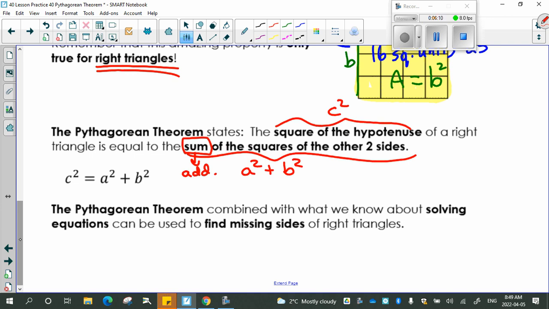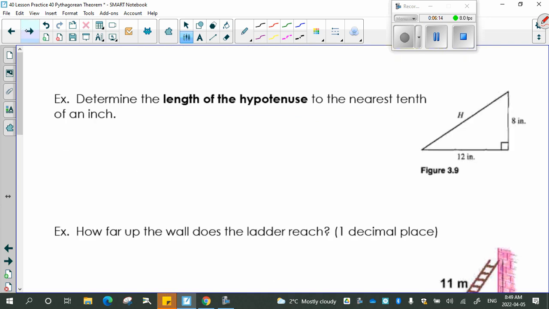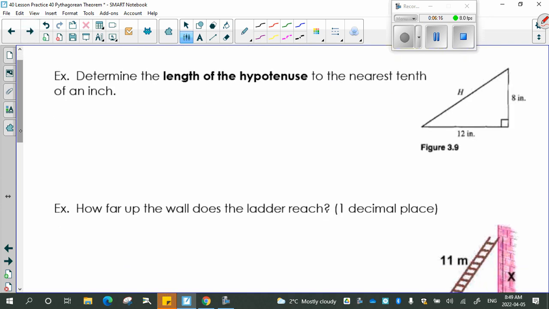Have those things? All right, so determine the length of the hypotenuse to the nearest tenth of an inch. Sorry, the length of the hypotenuse, my bad. Determine the length of the hypotenuse to the nearest tenth of an inch.